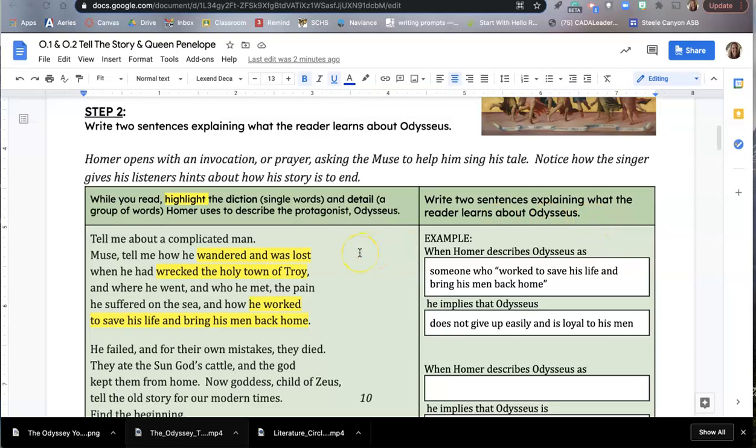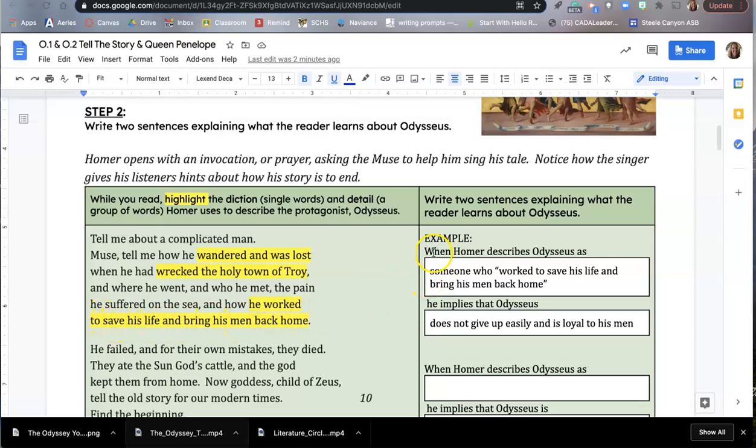So let's read the first stanza together. Tell me about a complicated man. Muse, tell me how he wandered and was lost when he had wrecked the holy town of Troy, and where he went and who he met, the pain he suffered on the sea, and how he worked to save his life and bring his men home.